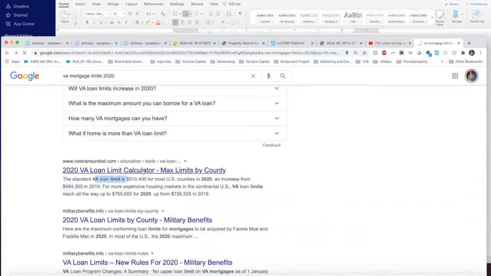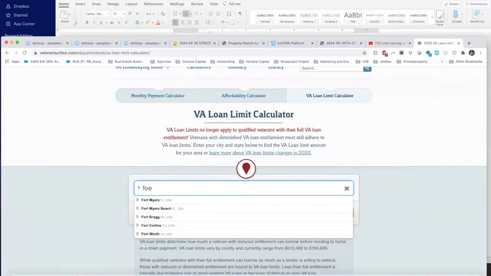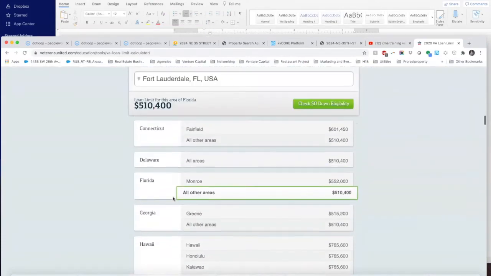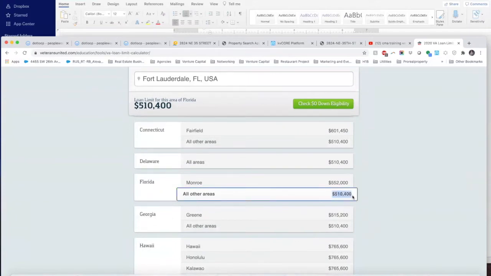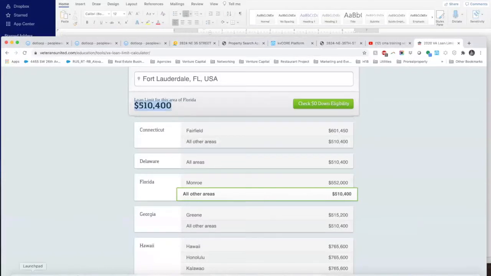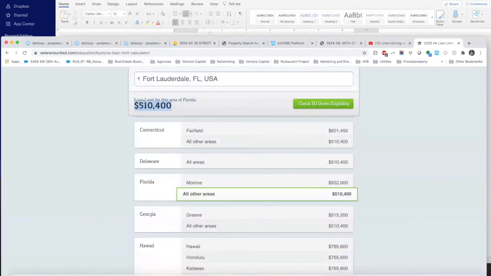And it's all actually by counties, and by city too. Let's type for Lauderdale. So we have, the limit is 510. It's only for loan. So the max loan amount can be 510,400. And if, let's say, a veteran tells you that I have 20% down, meaning that 20% down, the 80% will be 510,400.